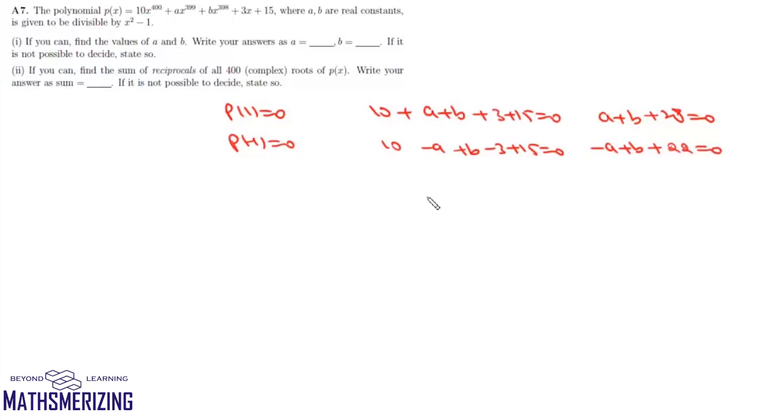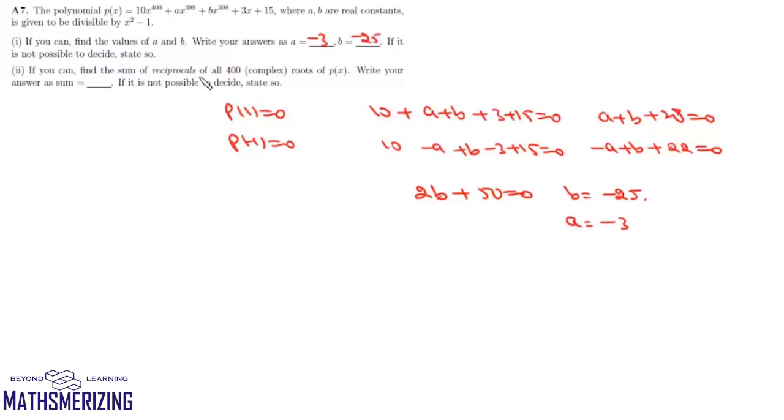Now we'll add them. If we add them, we'll get 2b plus 50 equals 0. So the value of b is minus 25. Now we'll put b as minus 25. The value of a will be simply minus 3. So for this first part, the value of a is minus 3 and the value of b is minus 25.